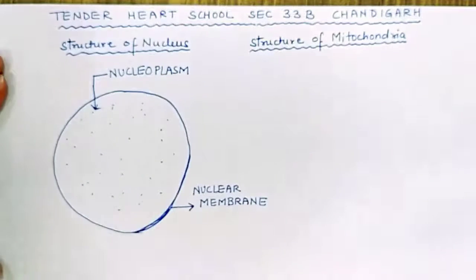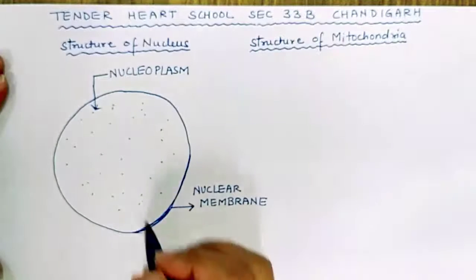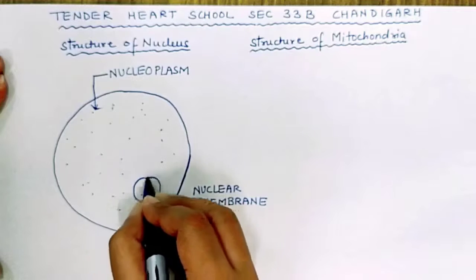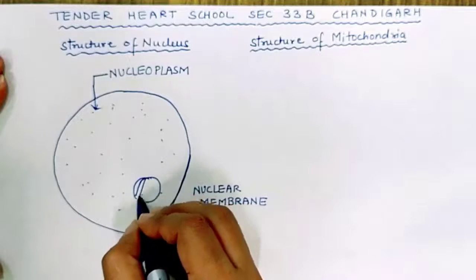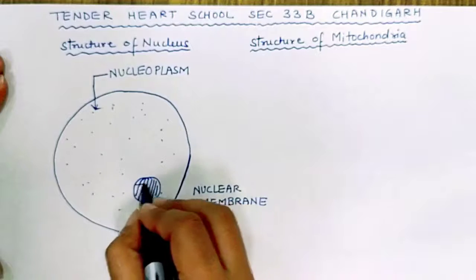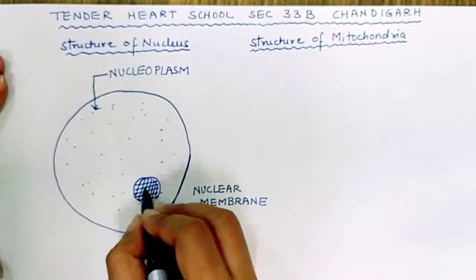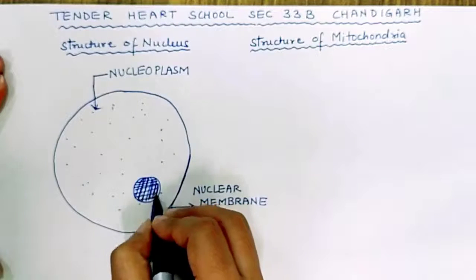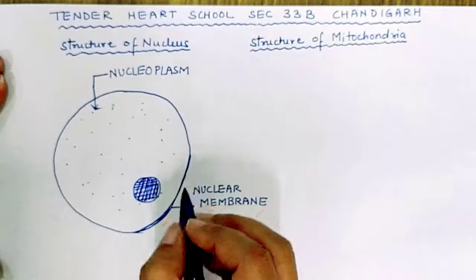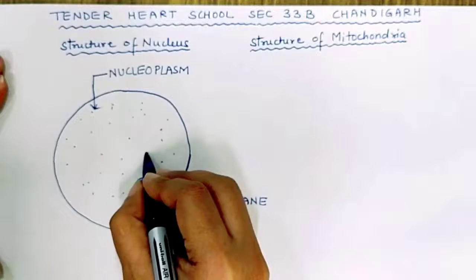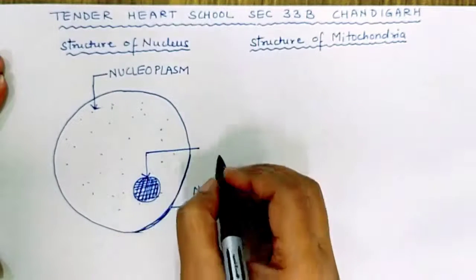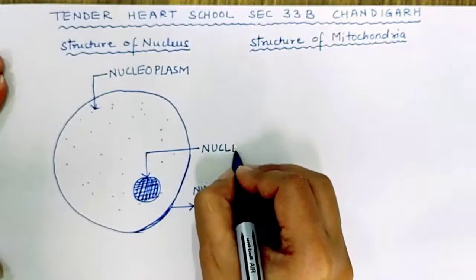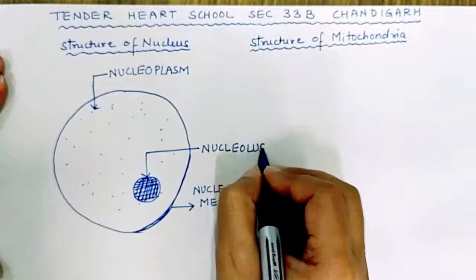Nucleoplasm, right? Then in the nucleoplasm, here somewhere we have another organelle which is circular and present inside the nucleus. This is called nucleolus. So let us label nucleolus.